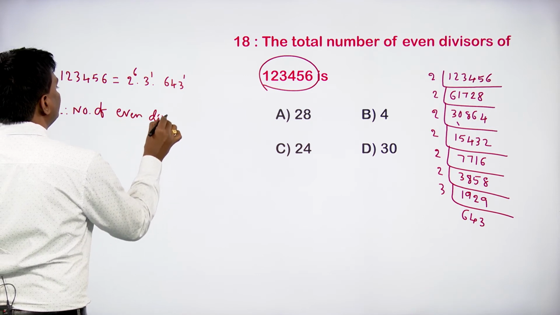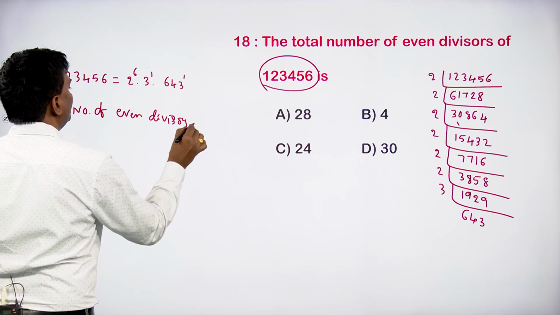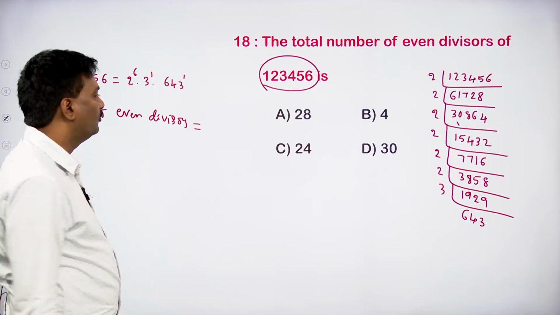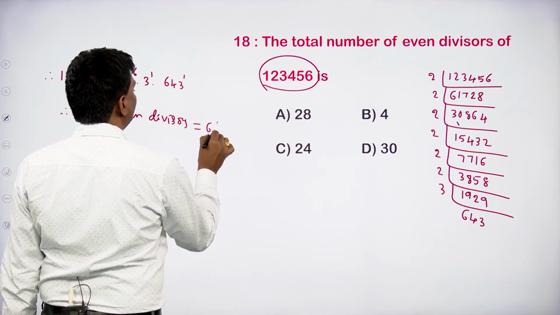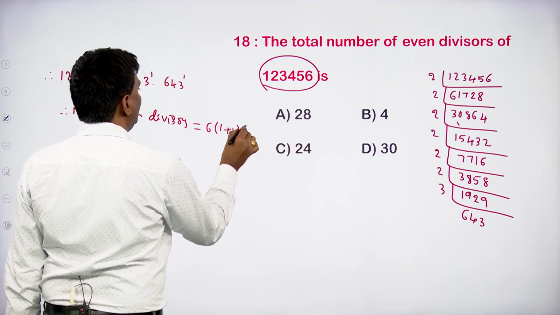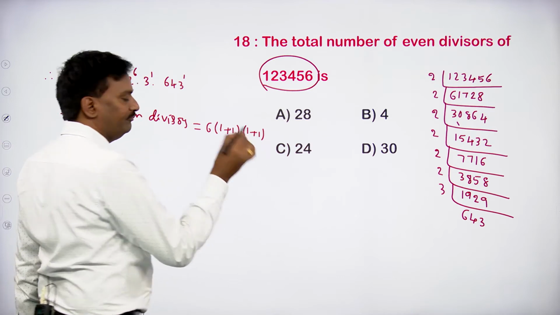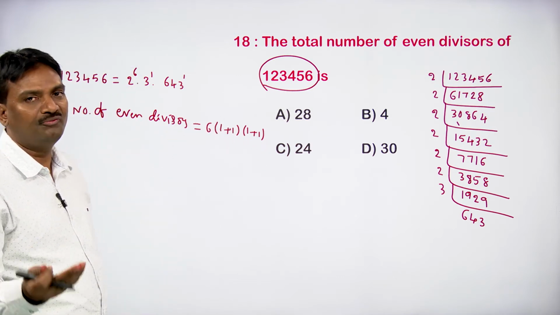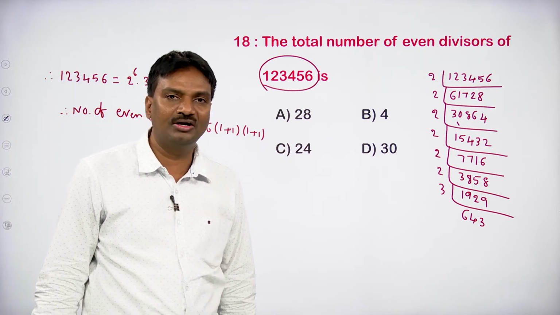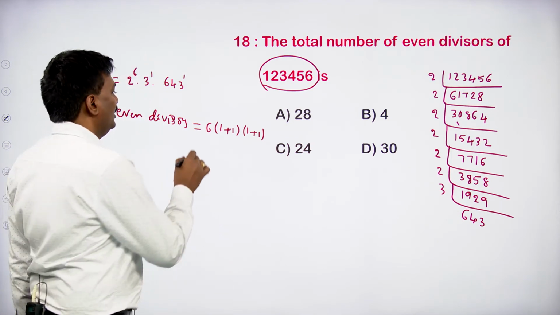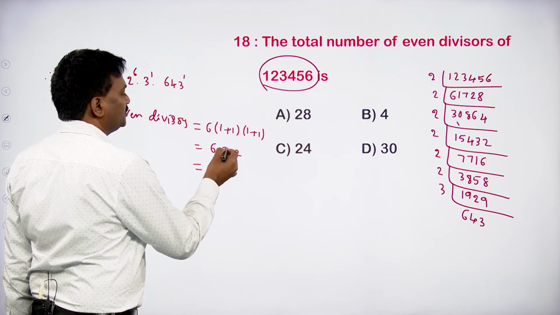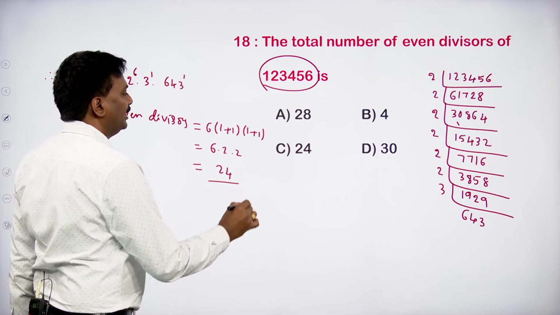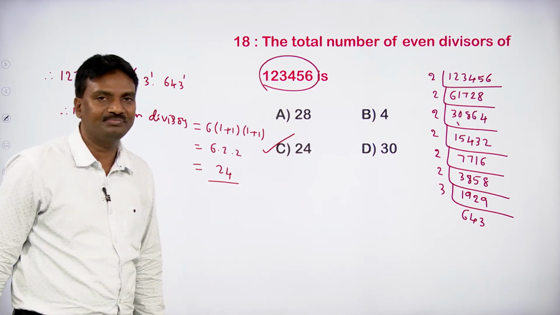The number of even divisors of 1, 2, 3, 4, 5, 6 equal to, so here we can take 6 into 1 plus 1 into 1 plus 1 with respect to the given passage, or we know the formula alpha 1 into alpha 2 plus 1 into alpha 3 plus 1, where 6 into 1 plus 1 is 2, into 1 plus 1 is 2, 6 into 2 is 12, 12 into 2 is 24. By observing the options, we have option C.